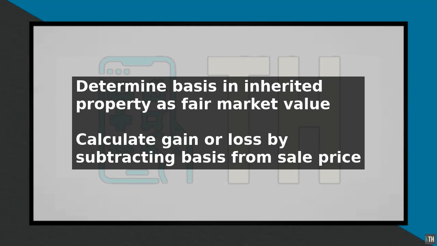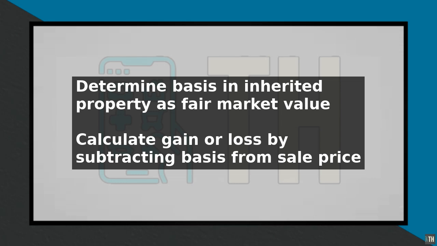To report the sale of inherited property on your tax return, you need to follow a step-by-step process. First, determine your basis in the property, which is typically the fair market value of the property on the date of the deceased person's passing. You can find this information on the estate's tax return or by consulting with the executor of the estate.